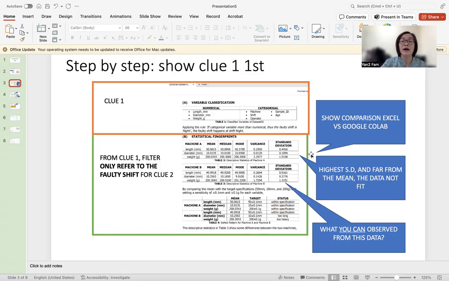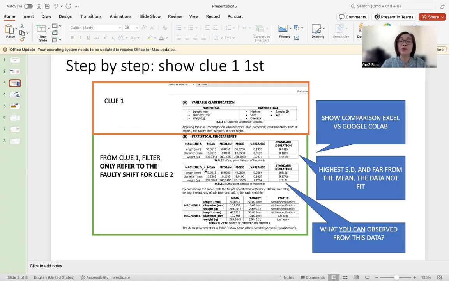For clue number 2, I would actually like you to compare between Excel and Google Colab. This could help you to familiarize yourself with Excel and with Google Colab. Well, with Gemini, it's quite straightforward. So the problem with this example is you show the Excel, but you didn't show the Google Colab.